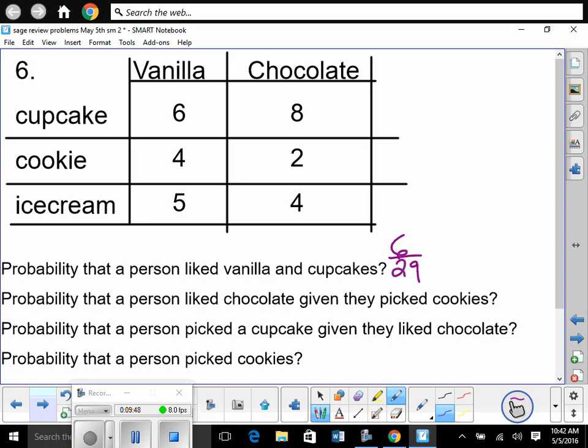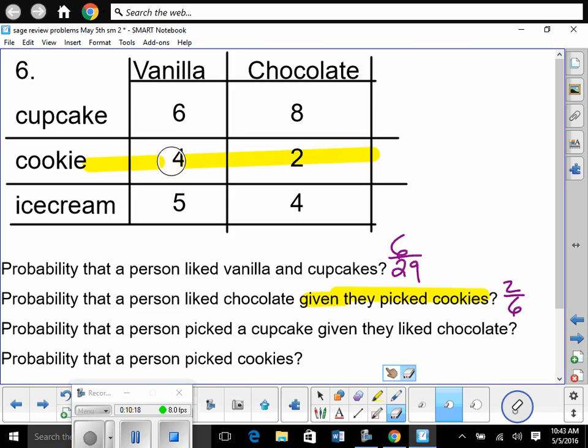Okay, moving on. Here's the hard one, but it's not hard, so pay attention. Probability that a person liked chocolate given that they picked cookies. So now this is conditional. We're starting with given that they picked a cookie, right? So we're only looking at given they picked a cookie. Now what's the probability that they liked chocolate? 2 out of 6. 2 out of 6. Does everybody understand that? Way to go. 2 out of 6. Very good.